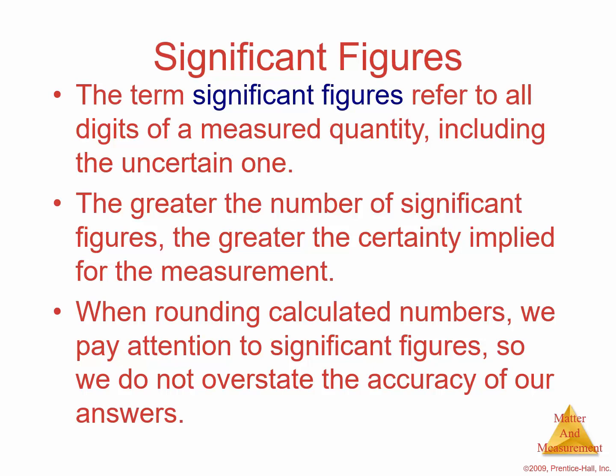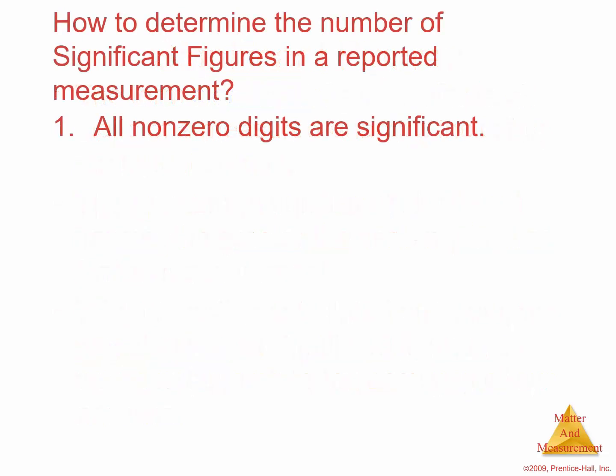Now, to determine the number of significant figures in a reported measurement, read the number from left to right, counting the digits starting with the first digit that is not zero. In any measurement that is properly reported, all non-zero digits are significant, because zeros can be used either as part of the measured value or merely to locate the decimal point. They may or may not be significant.